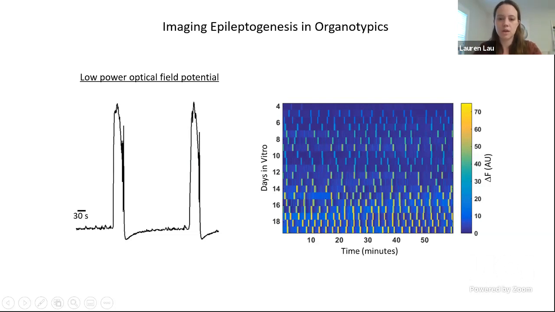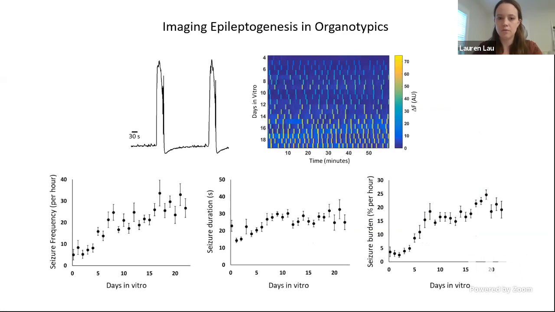We can also look at this over time in this raster plot. In this case, each row is 1 day, and it's showing an hour's worth of one of these optical field potentials, with the color bar showing you the amplitude of the calcium signal. Each one of these yellow periods is one of our seizures. You can see just by eye that they begin to emerge after a few days in vitro, and they increase in frequency. This is the quantification of that across many slices. Again, over the course of about the first 2 weeks in vitro, we see an increase in the frequency and duration of seizures.